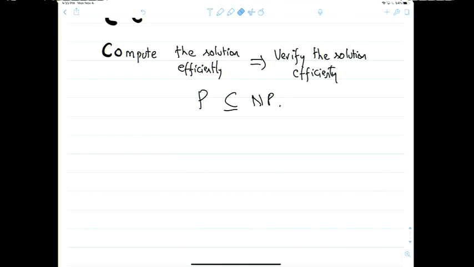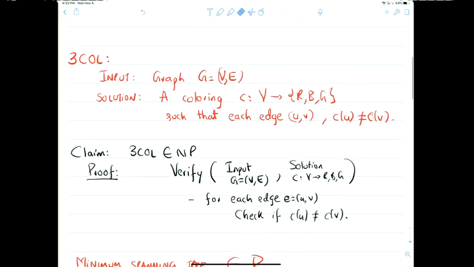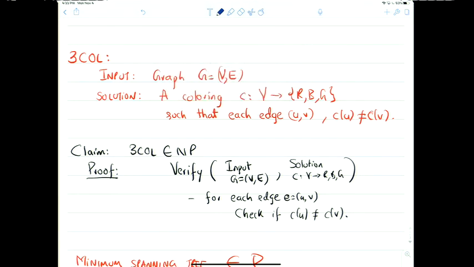But there are other ones. For example, let's look at a simple variant of what we had here. We talked about 3 coloring. I'm going to change this problem a little bit and call it number of 3 colorings. Here you're given a graph, and what you need to output is not just one coloring. You need to output the number of colorings. Your solution is the number of different colorings.